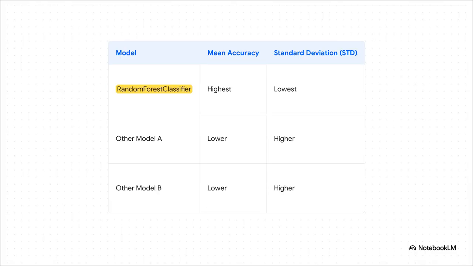So after testing a bunch of different models, a clear winner stepped forward, the random forest classifier. Now look, it didn't just have the highest accuracy, meaning it got the answer right more often. It also had the lowest standard deviation. And that is so important. It tells us its great performance wasn't just a fluke. It's consistent, it's reliable, and that's exactly what you want in a detective.